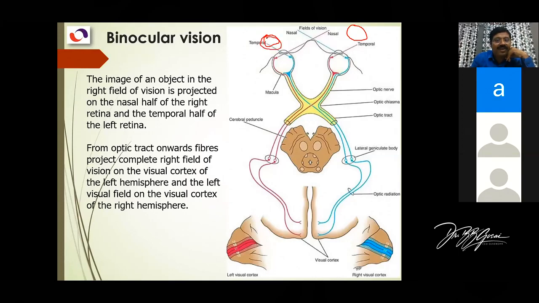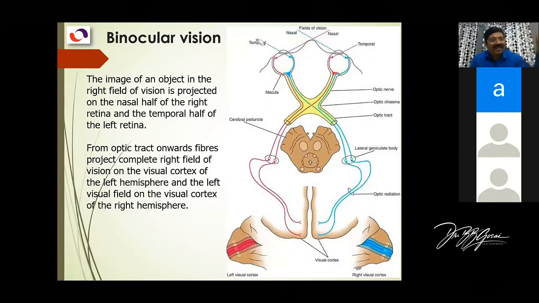This is the field of vision, and from the temporal part of the field of vision, the light will fall on the nasal part of the retina of the same side, and this one, the nasal field of vision, will go to the temporal part of the retina of the opposite side. Okay, so now we follow the fibers, how they go. Field of vision falls opposite.